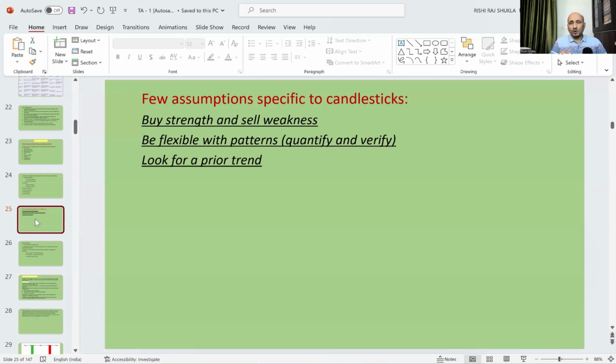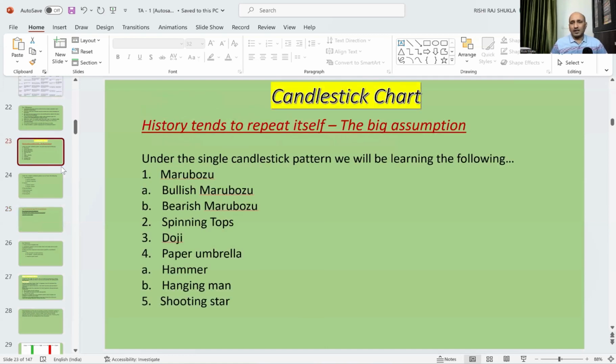So this is from today, just an introduction to candlesticks, different types of candlesticks and the main assumptions behind those candlesticks. Further deep diving, from tomorrow onwards, we will see one by one all those candlesticks. Of course, we'll start with Marubozu candlesticks.